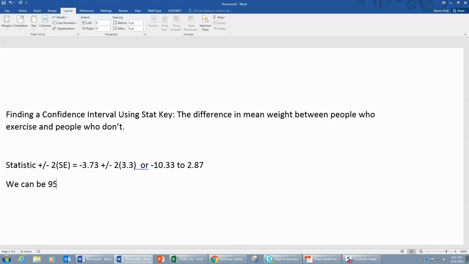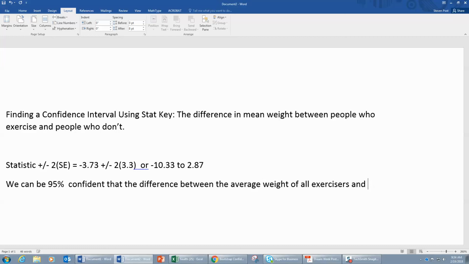So we can be 95% confident that the difference between the average weight of all exercisers and the average of all non-exercisers is between negative 10.33 and positive 2.87. And what is that negative telling us? The negative is telling us that the exercisers might be as much as 10 1/3 pounds below the non-exercisers, but the other end tells us that the exercisers might actually weigh more than the non-exercisers by 2.87 pounds. So it's a fairly wide range because there's quite a bit of variation.